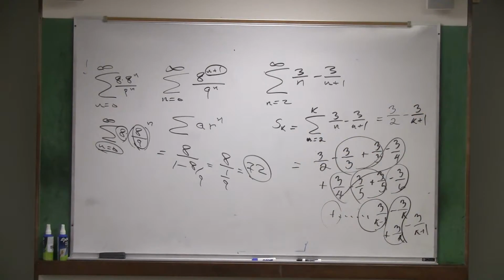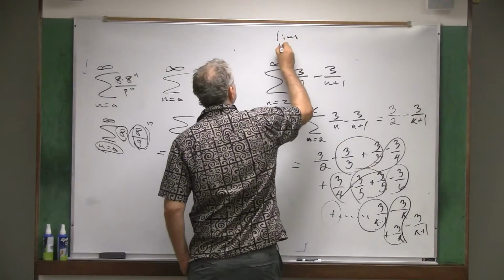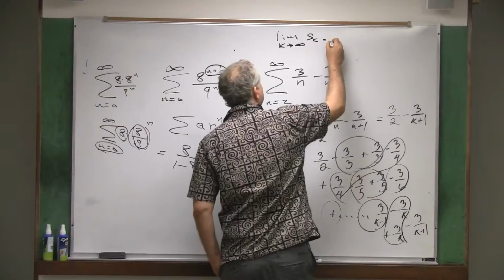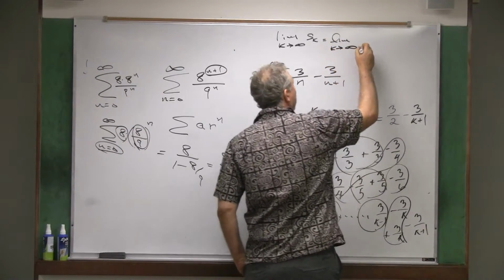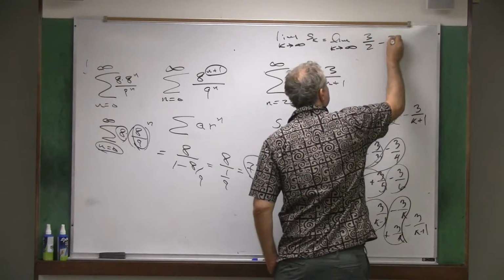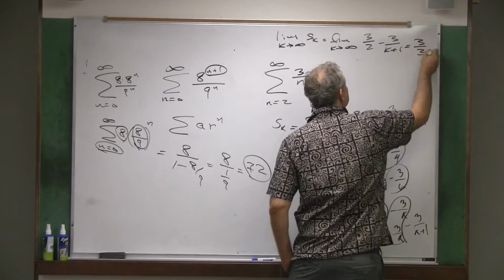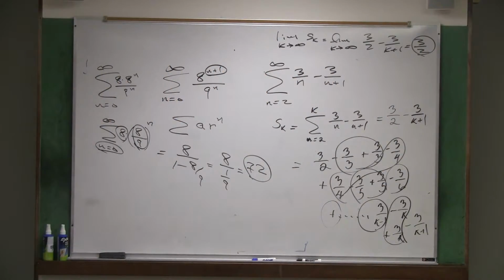So then the series is the limit as k goes to infinity of S_k, which is the limit as k goes to infinity of 3 halves minus 3 over k plus 1, which is 3 halves. Okay? So telescoping one, it's the easy one.